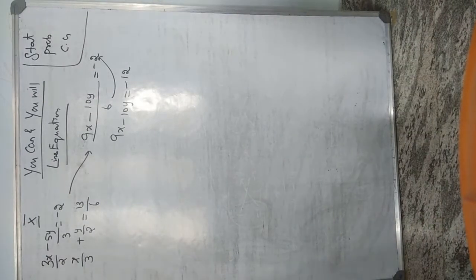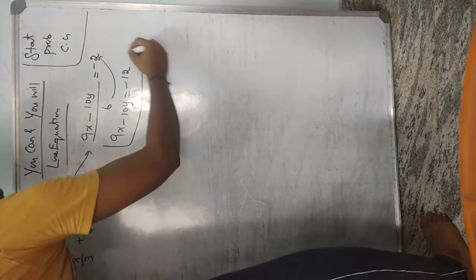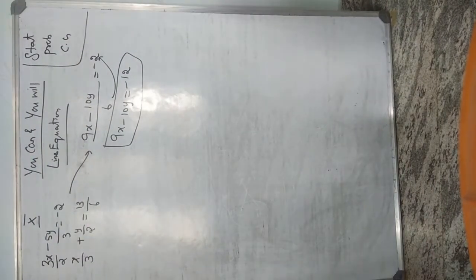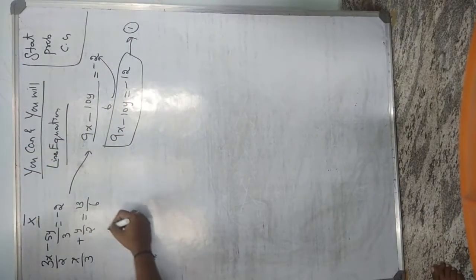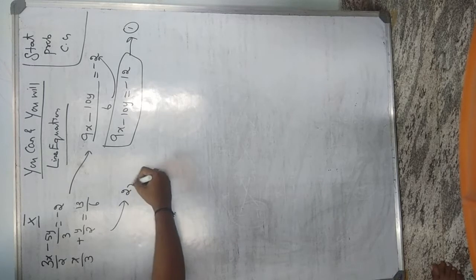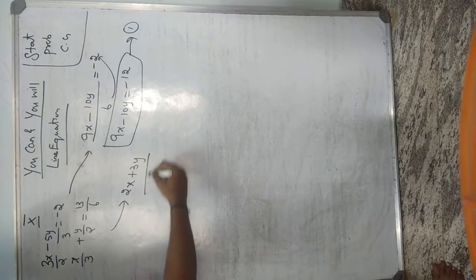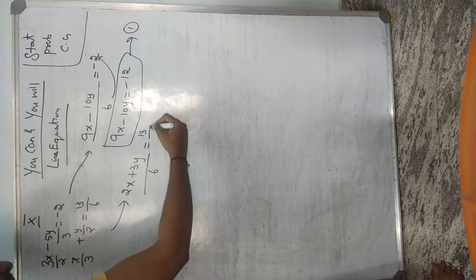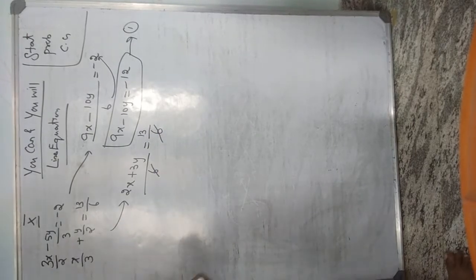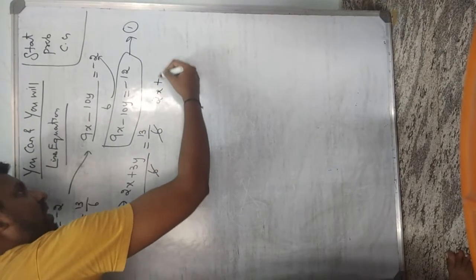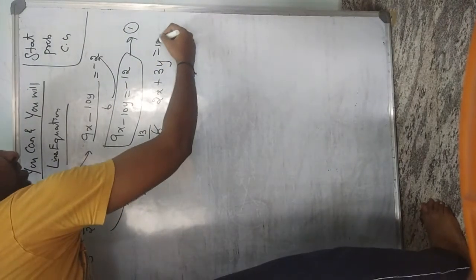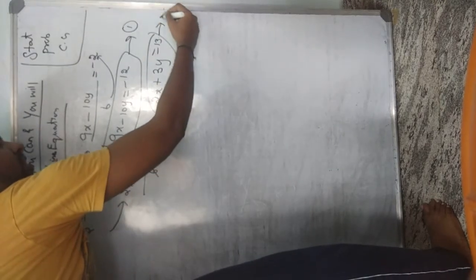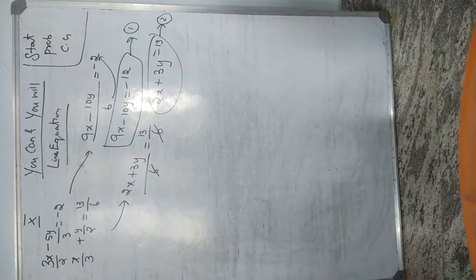Is there any way to simplify further? There is no way to simplify further. So 9x minus 10y equal to -12. This is the first equation now. Now simplify the second equation. Normal LCM, cross multiply. So 2x plus 3y upon 6 equal to 13 upon 6. 6 cancel. Finally you got 2x plus 3y equal to 13. Is there any way to reduce further? There is no way. So this is your second equation.